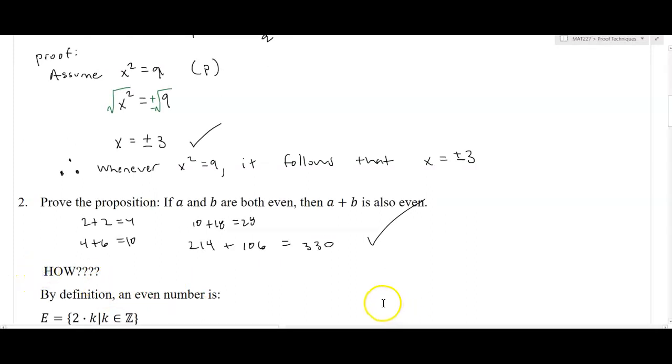Well, first of all, we have to look at definitions. So what does it mean for a number to be even? Well, by definition of an even number, and you always need to think about this, what is the definition of what I am talking about? What is the strict mathematical definition? It's nice to say even, but you've got to give me a mathematical definition for it.